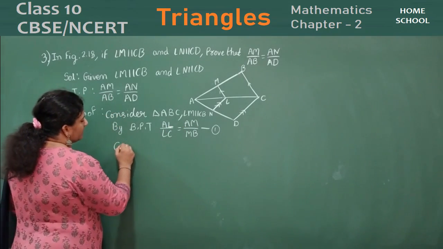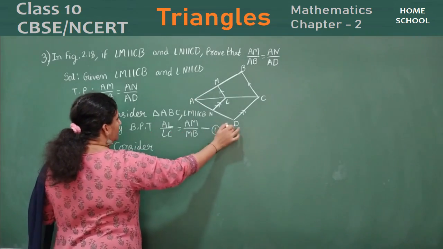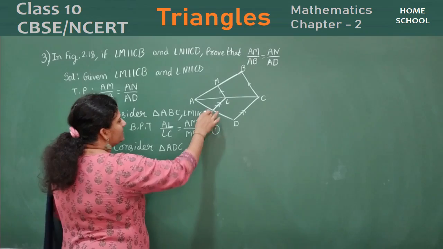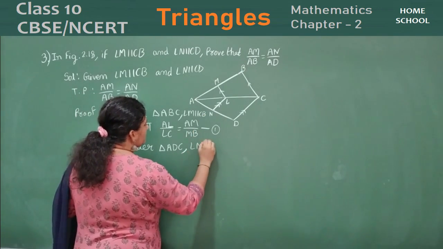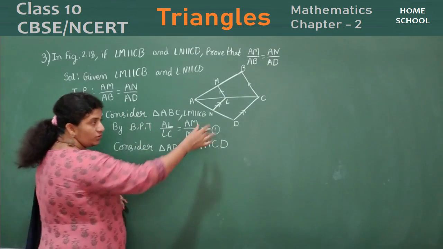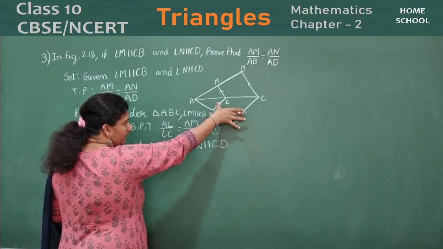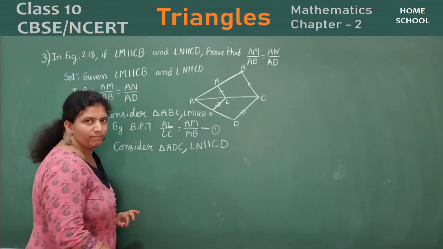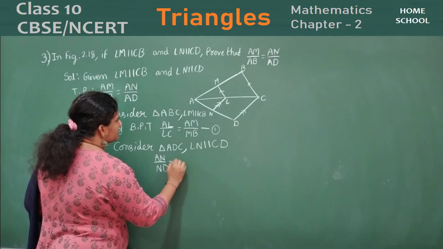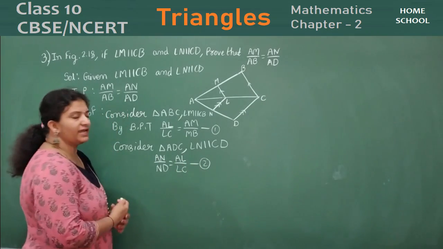Okay. Next, consider another triangle. What is the other triangle here? ADC. Consider triangle ADC. In this, which are parallel here? LN is parallel to CD. Okay, if you see these two parallel lines, what do you remember? If these two lines are parallel in a triangle, then these two sides are in proportion. That means AN by ND is equal to AL by LC. That is your second equation.